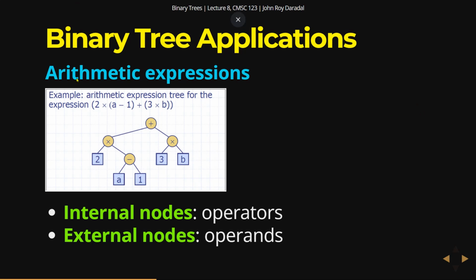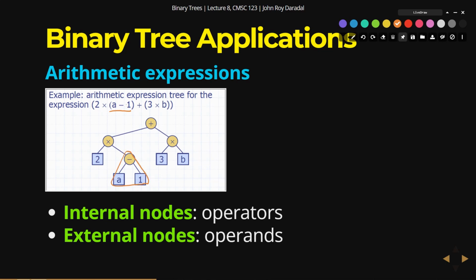For example, if you want to figure out how to resolve this arithmetic expression here, you can use a tree to visualize it. So 2 times (a minus 1) plus 3 times b. The internal nodes are operators, and the external nodes are operands. Since we have a parenthesis here for a minus 1, you have to process this first, a minus 1, and then whatever is the result of that would be multiplied with 2.